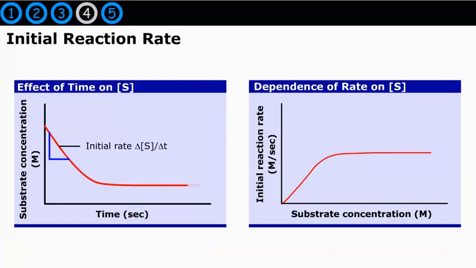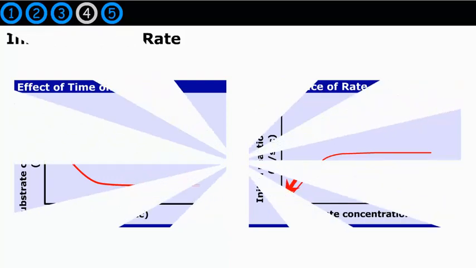In general, only initial rates are used in kinetic calculations. The initial rate can be measured in this region of the left graph, which shows change in substrate concentration as a function of time. This is important because the substrate concentration decreases as the reaction proceeds, thus affecting the reaction rates whenever the enzyme is not saturated.